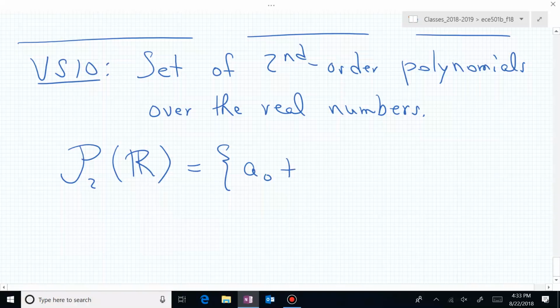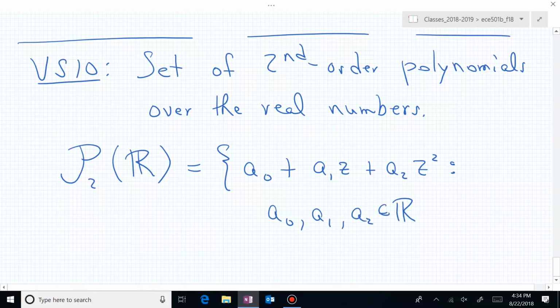So this is actually a vector space, but you could view it as a subspace of the one before, vector space 9. But here it is a sub 0 plus a sub 1z plus a sub 2 z squared, such that a sub 0, a1, a2 are real, and z is also real.